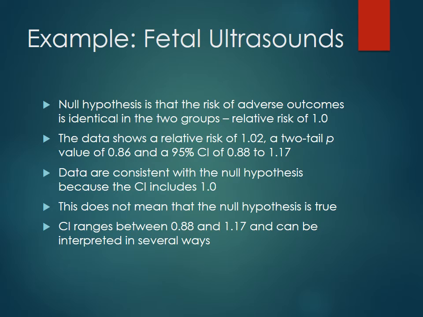So here, when we looked at the data, it shows a relative risk of 1.02, and here they did a two-tailed p-value. So do you think that's appropriate? Probably. We kind of talked about why that might be appropriate. So again, we did a two-tailed p-value of 0.86 and a 95% confidence interval of 0.88 to 1.17. Okay. So in this case, can I reject the null hypothesis based on that result?